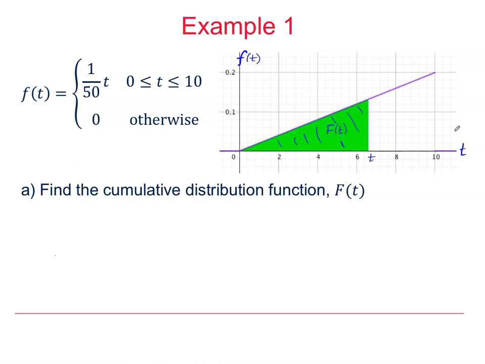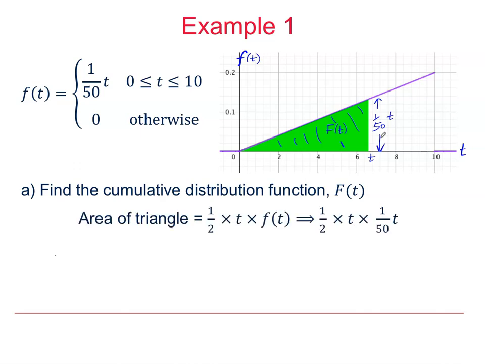The area of the triangle we can work out using the usual formula. Here we see the width of the triangle is t, and the height of the triangle at the right hand side here is going to be f of t, which is 1/50th of t. So a half of t times f of t gives us a half of t times 1/50th of t. Simplifying that, our CDF, our cumulative distribution function, is t squared over 100.